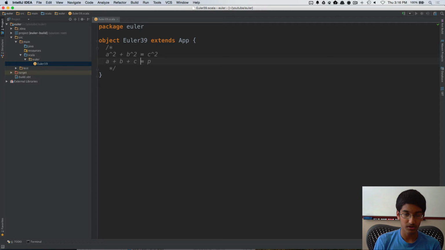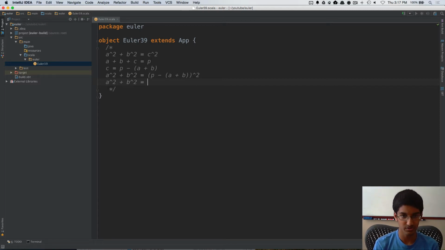Now, what can we do with this? Well, I'm going to rewrite this equation in terms of c. So c is equal to p minus (a plus b). And now I can plug this into this formula. So I can replace c squared with this value squared. So a squared plus b squared is equal to (p minus (a plus b)) squared. And now we can expand this.